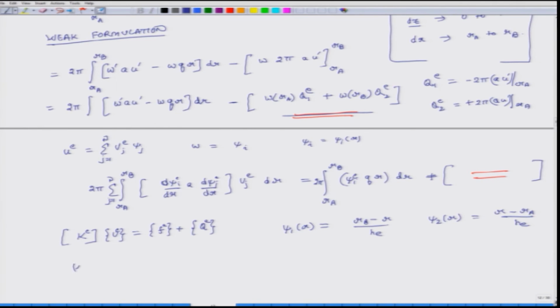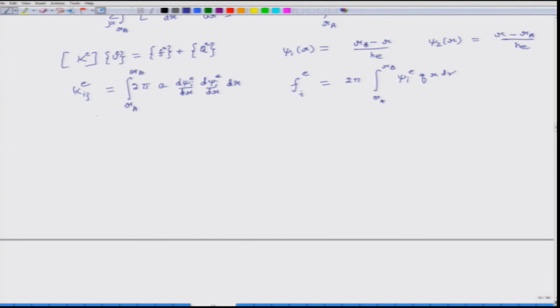And finally, K I j for the eth element equals 2 pi A d psi I over dr d psi j over dr, integrated from R A to R B dr for the eth element, and your F for the eth element equals 2 pi integral R A to R B of psi I E times Q R dr.